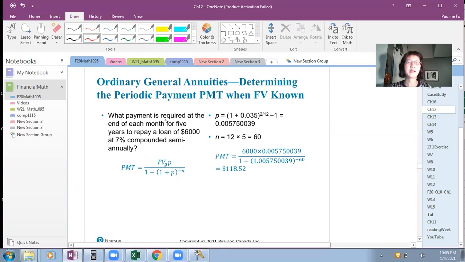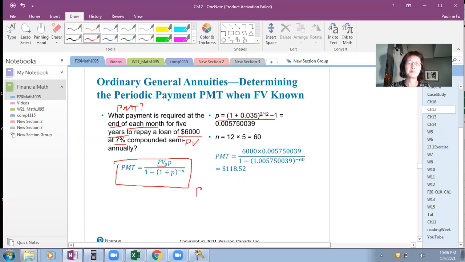What payment is required at the end of each month for 5 years to repay a loan of 6,000 at 7% compounded semi-annually? In this question, the present value is given, PV is given. The question asks you, what is PMT? When the present value is given, you use this formula for PMT. And in this formula, present value 6,000 is given. So you need to figure out what is P, equivalent rate per payment period.